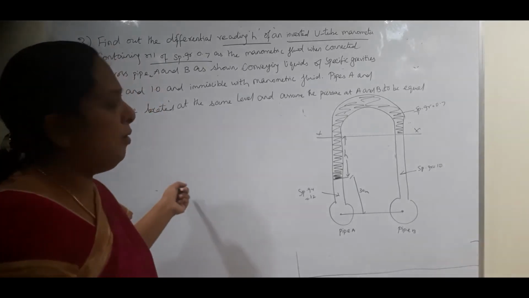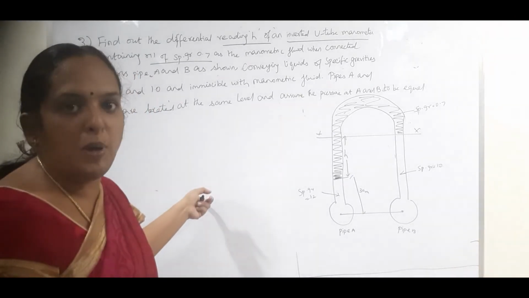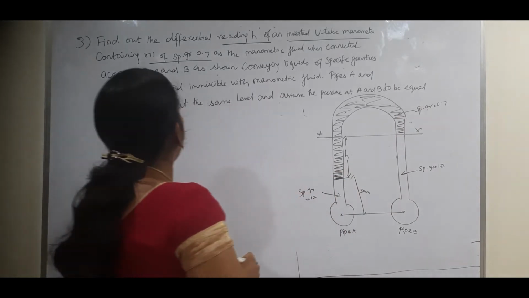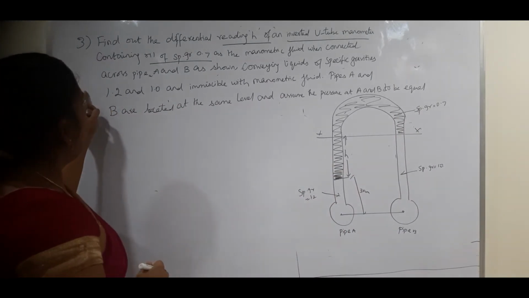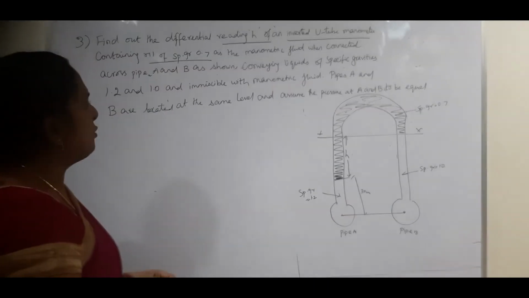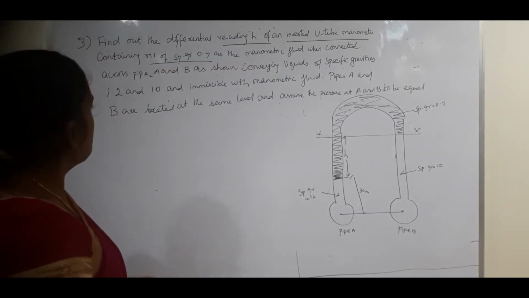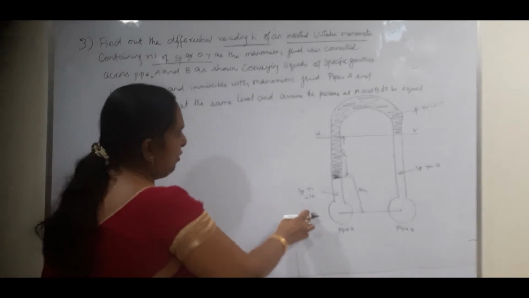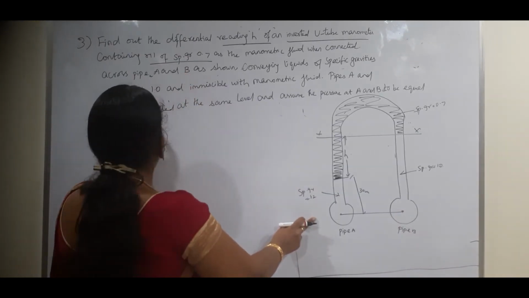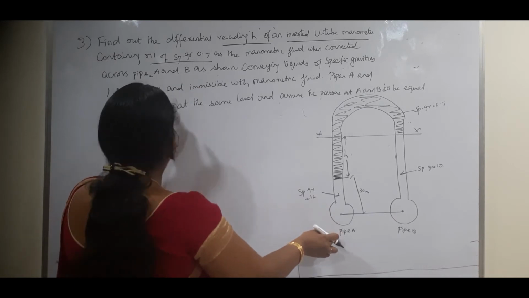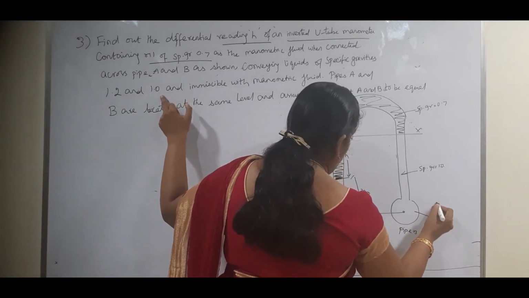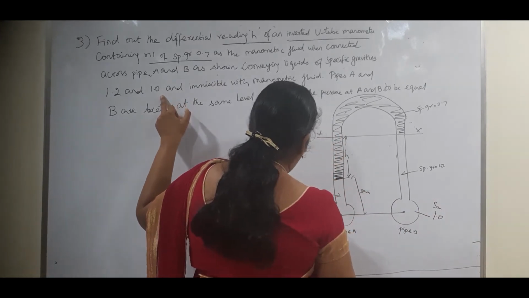Okay, so here the oil has a specific gravity of 0.7. So this is your oil of specific gravity 0.7. And it is connected between the pipes A and B as shown. So they have given you the figure also, conveying liquids of specific gravities. Specific gravity of this liquid is 1.2. That is A and B. So pipe A is 1.2 and pipe B is 1. So these are the specific gravities S1 and S2.